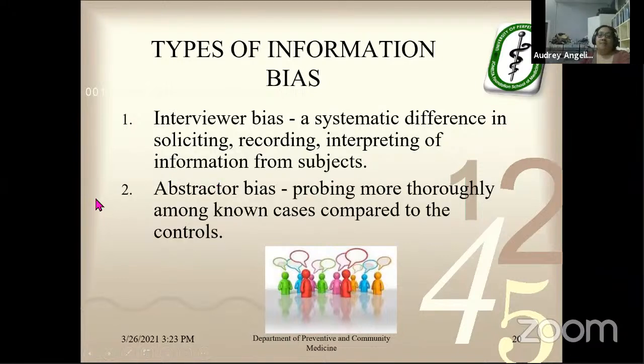Abstractor bias, probing more thoroughly among known cases compared to the controls. So you would look at the landmark cases, you know what would have expected results, and that could be your bias. And this could be remedied by blinding.